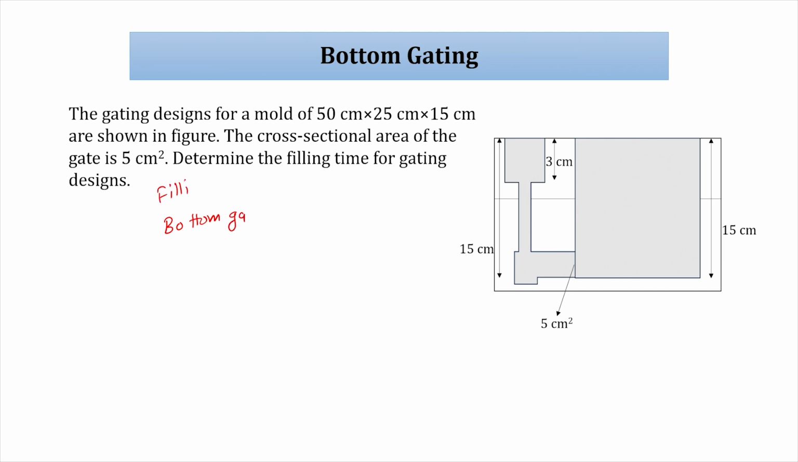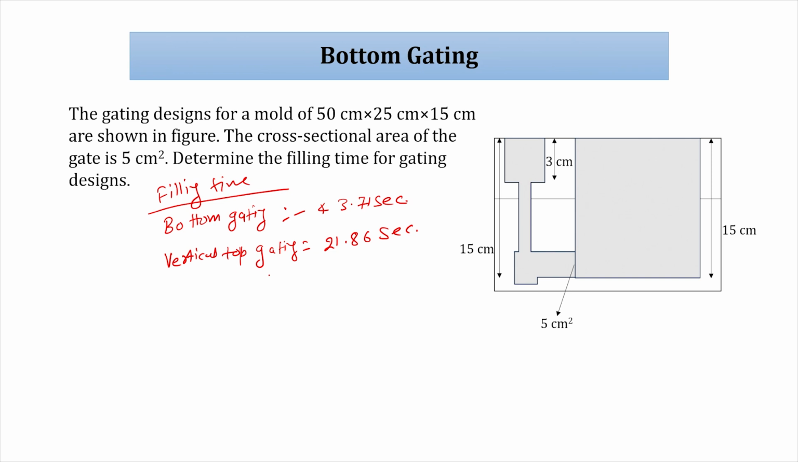The filling time for bottom gating is 43 seconds, while vertical, top gating was 21.86 seconds. So if you are going to pour at the bottom gating, the time will be 43 seconds, and for vertical gating it will be 21.86. It's more than double, isn't it?